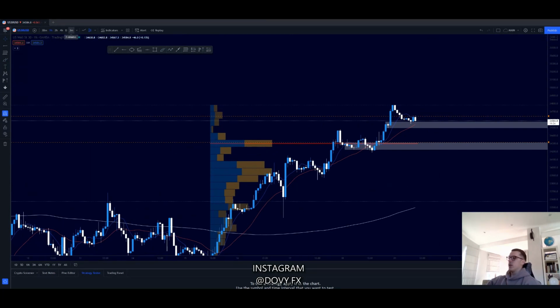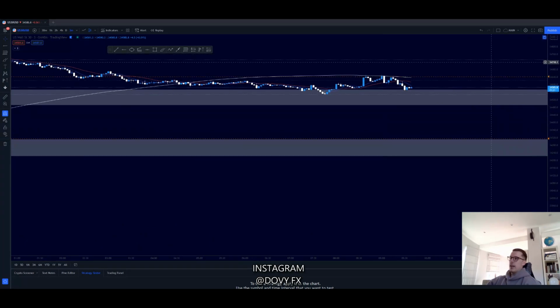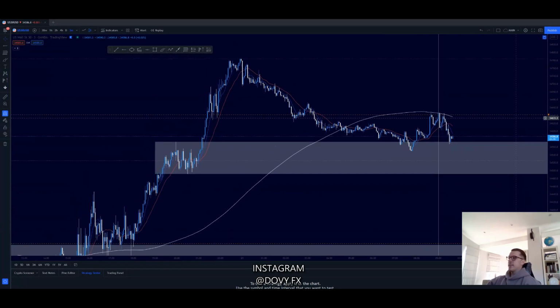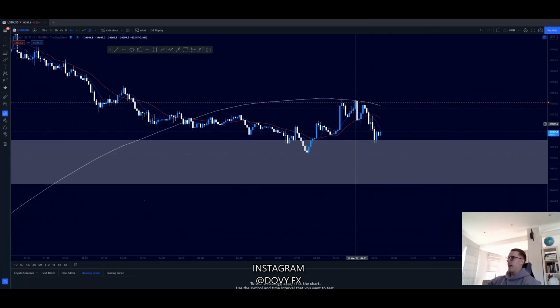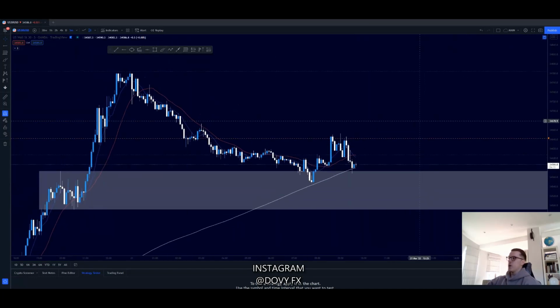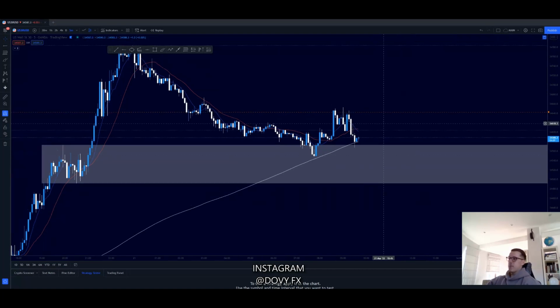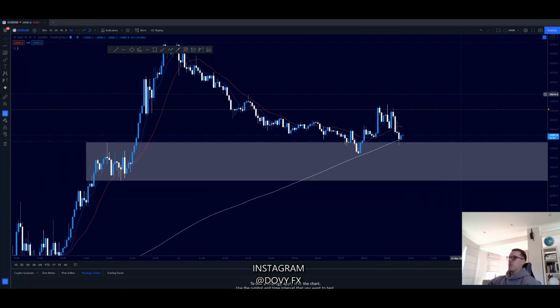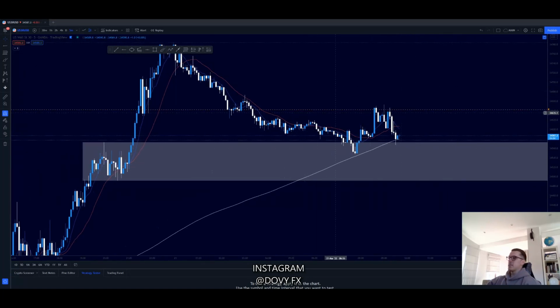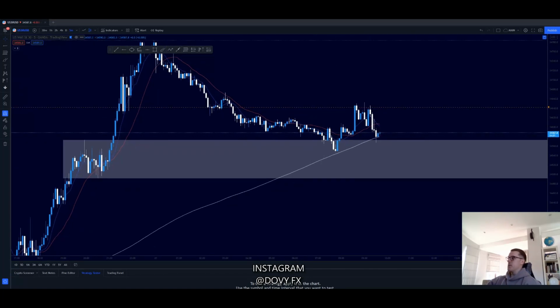Now, what I also like to do is go to a lower time frame and look for reversal patterns, such as in this scenario, reverse head and shoulders, or double bottom, or something like that, maybe triple bottom. So at this current moment, we don't have any patterns.